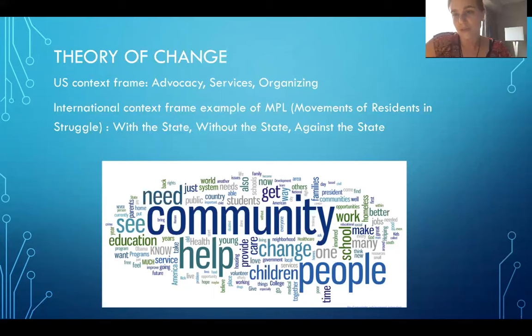We use that because that's a U.S. context. Most theories of change in the U.S. use some kind of language somewhere between all three. I'm a little hesitant to totally say that because the further left of the political spectrum, sometimes it looks a little bit different, which is why we're going to use an international example as well. But most theories of change in the U.S. use some combination of those factors.